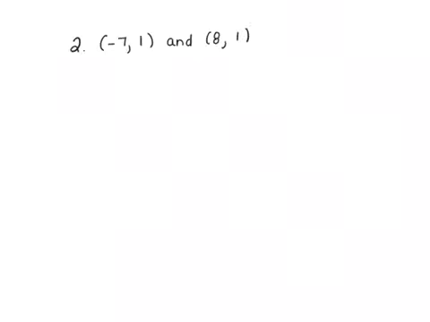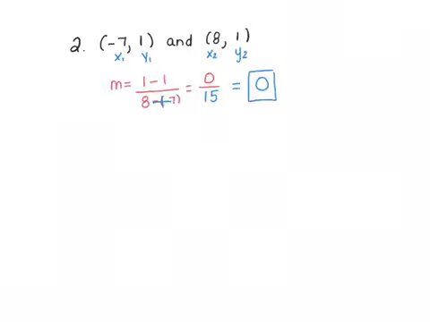Let's look at another example. So this time we're given the points -7, 1, and 8, 1. So again, I'm going to start by labeling these x1, y1, and x2, y2, and then we'll put them into our slope formula. So y2 minus y1 over x2 minus x1, and then we'll simplify. 1 minus 1 is 0, and then again this becomes a plus, so this is 15. And then 0 divided by anything is always 0, so the slope of this line is 0.